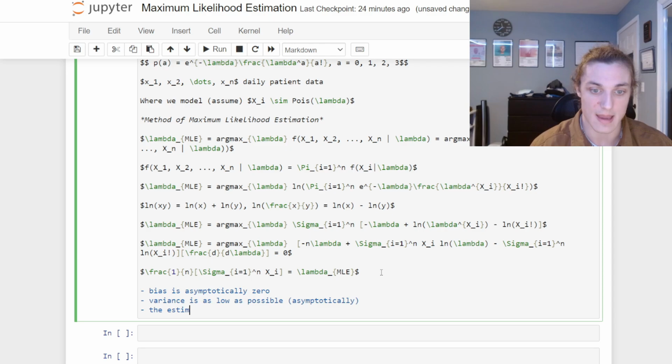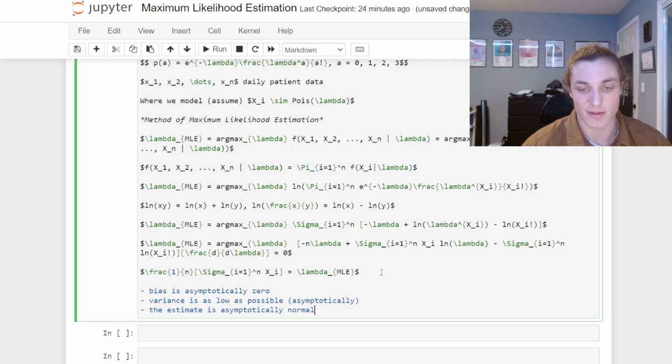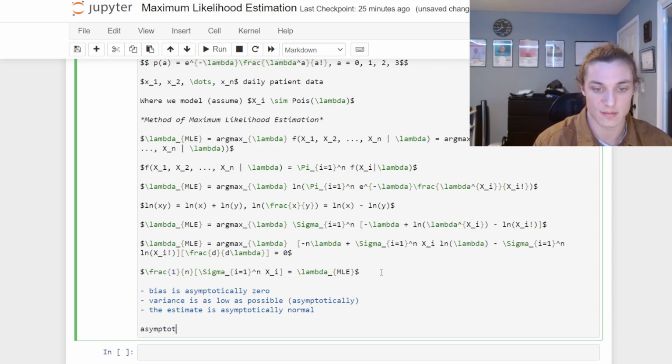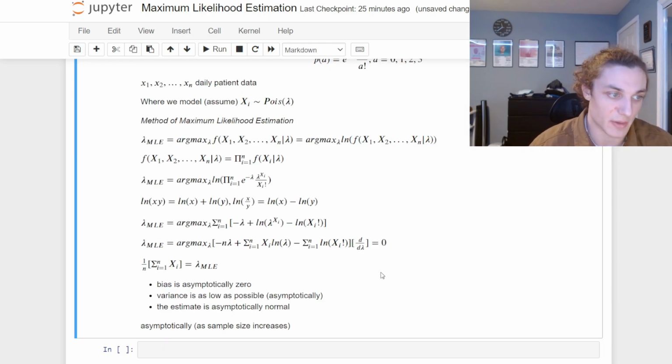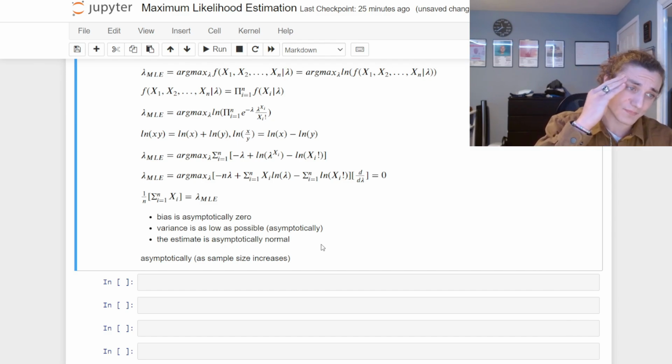The estimate is asymptotically normal as well. So that is, regardless of the governing distribution of the random variable, the estimate's going to be normal. It is a nice estimator. So asymptotically also in this context, as sample size increases, that's generally what I'm referring to. So these are some properties of the MLE here.